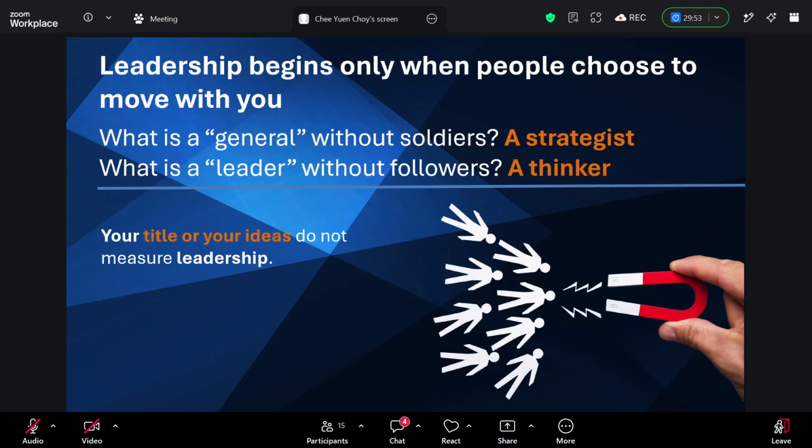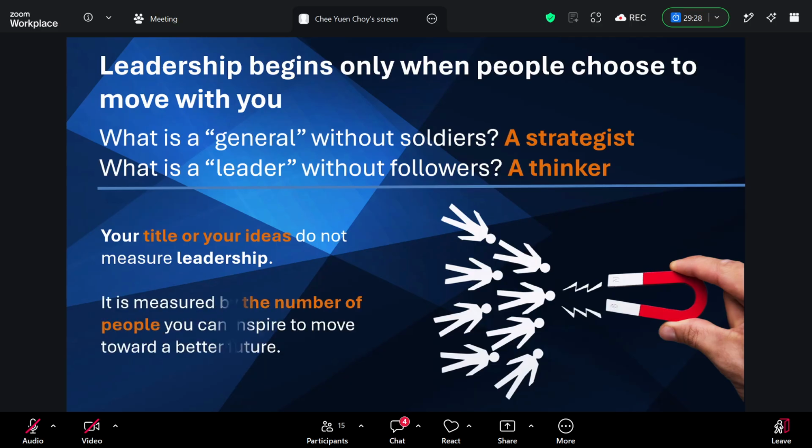And so leadership is different from manager. Manager is a title, right? And sometimes because you are a manager, people have no choice, they follow you, because hierarchy-wise, you have authority. But a leader actually doesn't need a title or a strategy, because these are not the elements to measure leadership. Leadership can be measured by the number of people you can inspire and move forward together with you to a better place.